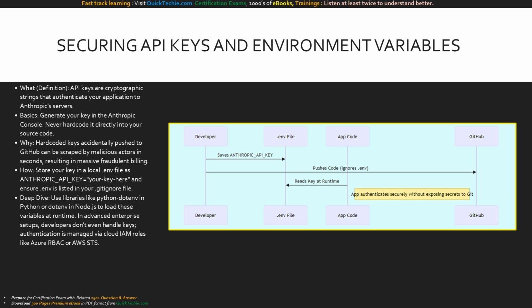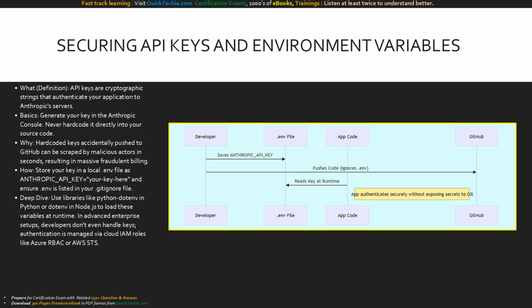How do we protect it? We use environment variables. You store your key in a hidden .env file locally, and you immediately add .env to your .gitignore file so it never leaves your machine. For our deep dive, know that at the enterprise level, you might not use keys at all. You might use cloud-native IAM roles to authenticate directly to Bedrock or Vertex AI seamlessly.